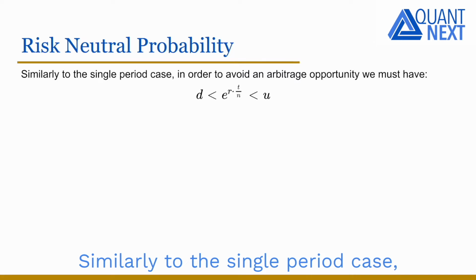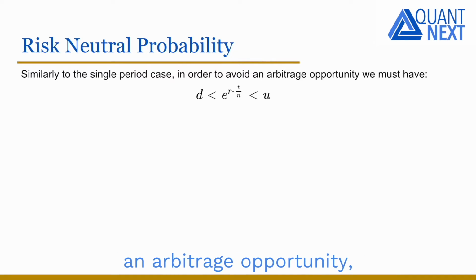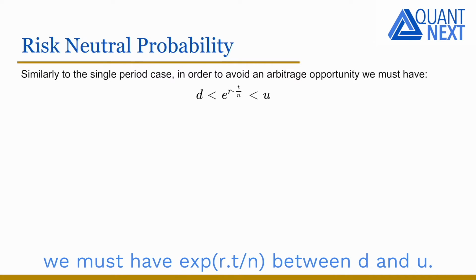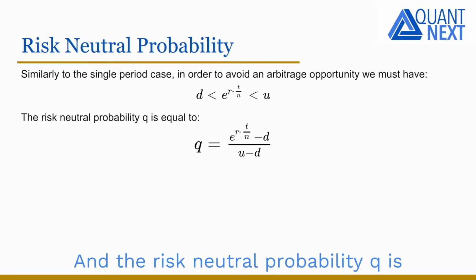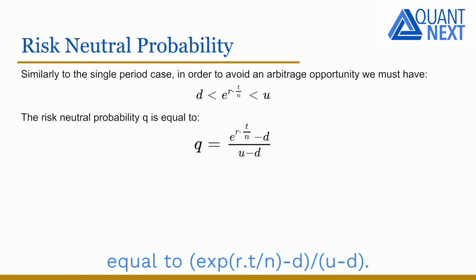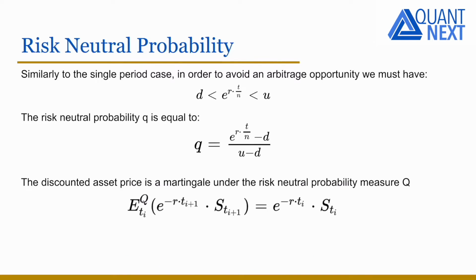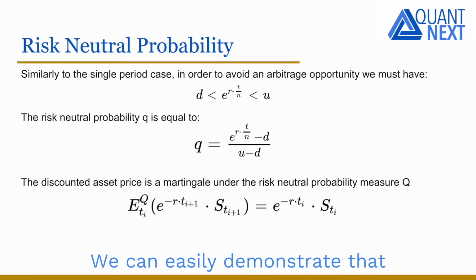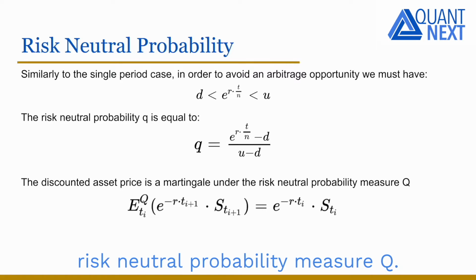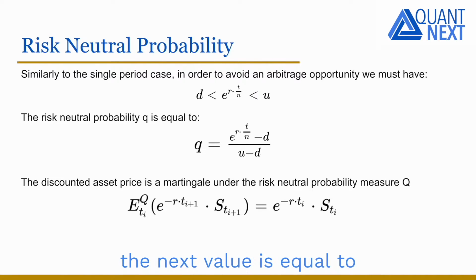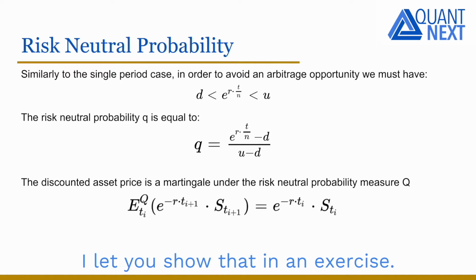Similarly to the single period case, in order to avoid an arbitrage opportunity, we must have exponential RT divided by n between D and U. And the risk-neutral probability Q is equal to exponential RT divided by n minus D, divided by U minus D. We can easily demonstrate that the discounted asset price is a martingale under the risk-neutral probability measure Q. The conditional expectation of the next value is equal to its present value. I let you show that in an exercise.